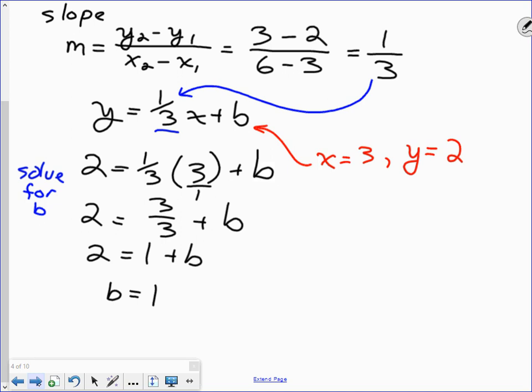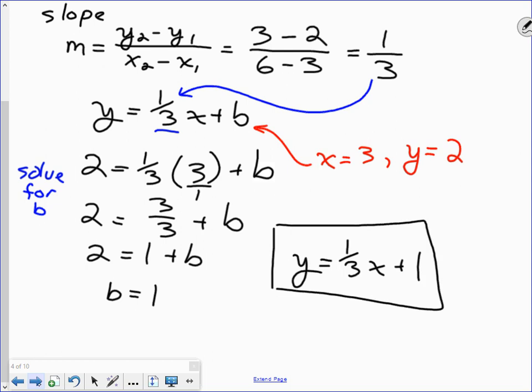So my equation will be 1/3 x plus 1. Okay. Putting that value for b in here, and my value for the slope right in here.